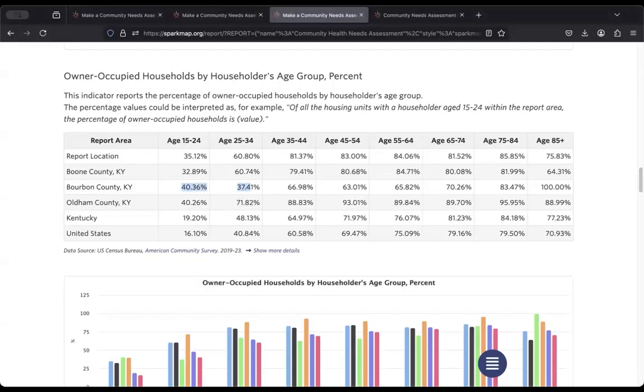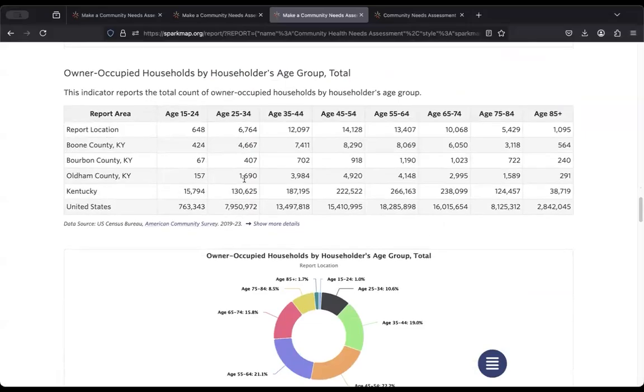In general, though, we can look at Bourbon County and we can say, there's a lot of work to be done across all age groups, except for, I guess, 85 plus, right? These numbers are not as good, right? As when we're looking at comparing to other counties and even those state and national averages, we can see that home ownership rates in Bourbon County are just lower in general than those other counties across all age groups.